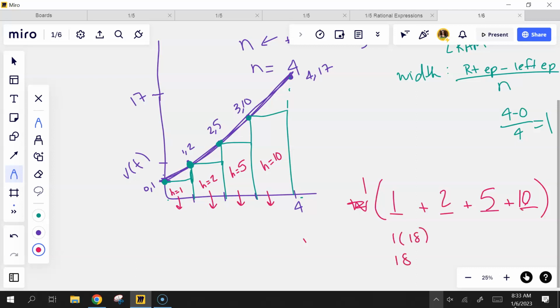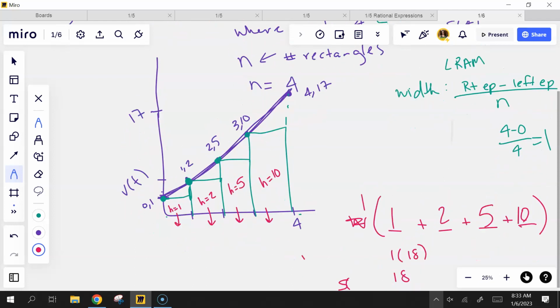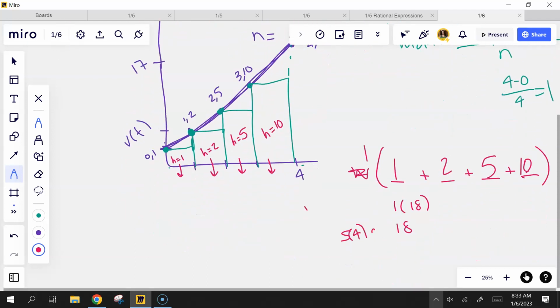So I'm going to say that S of 4 is approximately 18. Whatever my units are for this one. I don't know if it told me. It didn't. Does that make sense? Okay. Change it to right endpoints.